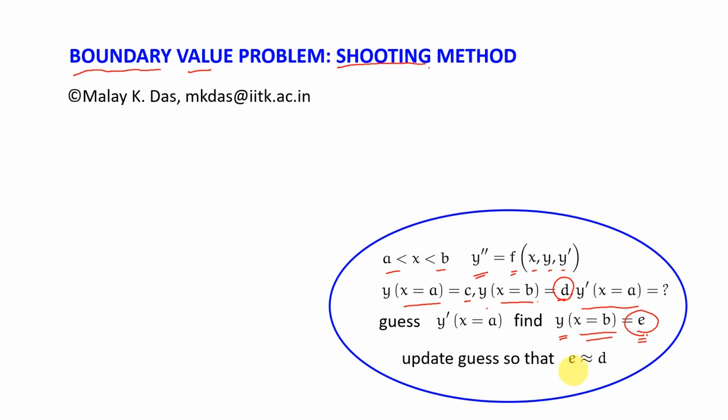So what we do, based on the difference between this e and d, we update our guess of the initial condition y prime at x equal to a, and we keep updating it such that eventually e becomes almost equal to d, and at that point we will say that we have the solution. So this method is an iterative method, and this is something we call the shooting method. So let's see how it works.